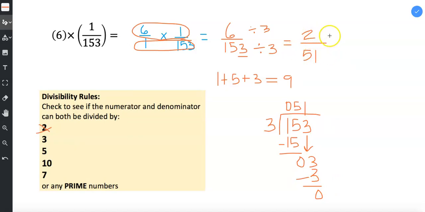Now 2 can only be divided by 2, and 51 cannot be divided by 2. So we know that we simplified this as much as possible.